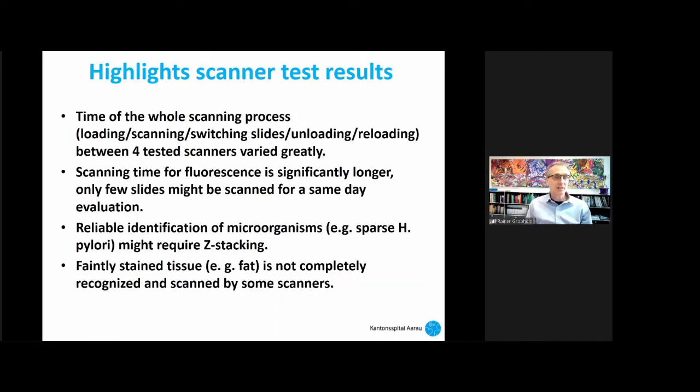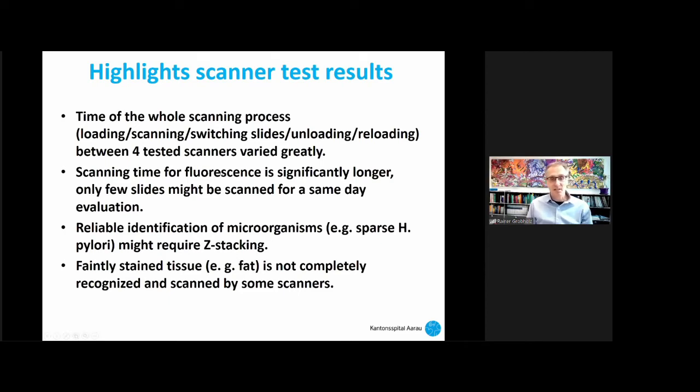So what we learned is that the whole scanning process from loading to reloading varies greatly. That ranged really from like 2 minutes to up to 10 minutes, which is really, really long. And if you do a whole day's work, then 10 minutes is much too long.